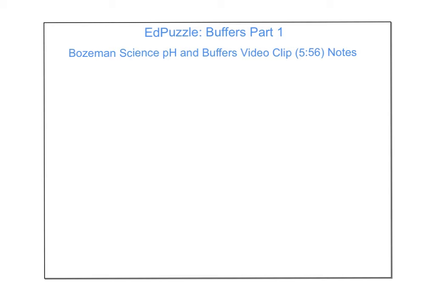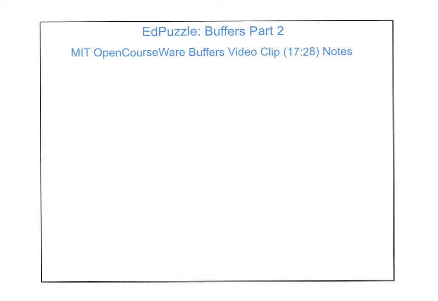There was the Bozeman Science pH and buffers video clip. You should have watched that one. And then the other video clip you should have watched was from the MIT OpenCourseware. That was Edpuzzle Buffers Part 2, again trying to go over the conceptual understanding. This one looked at Legos. If you have not watched both of those videos, you should go and do those before continuing with this one.